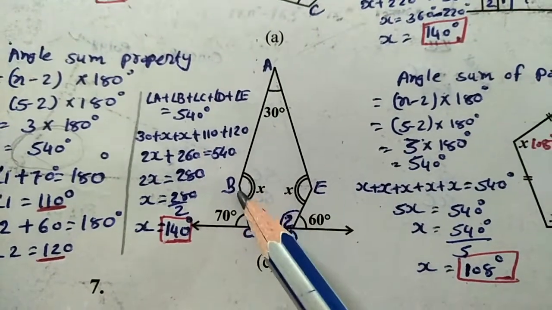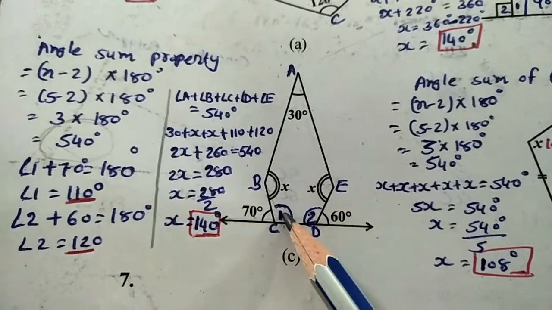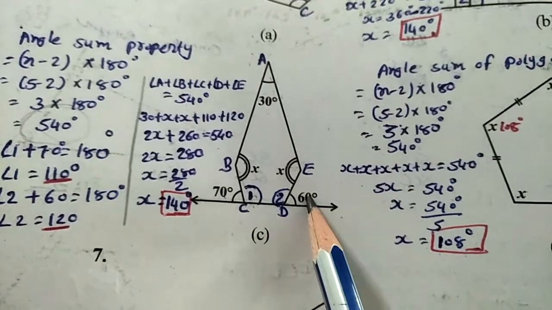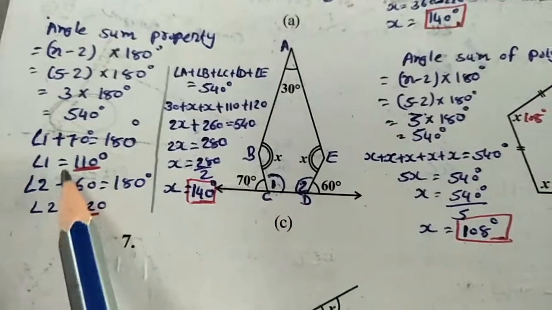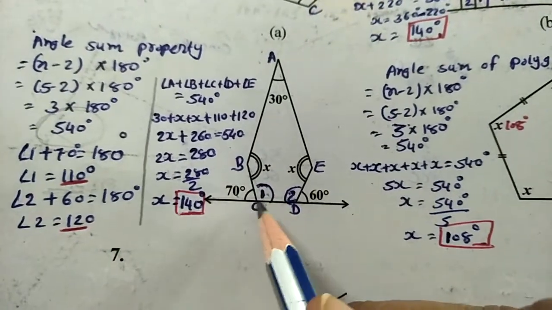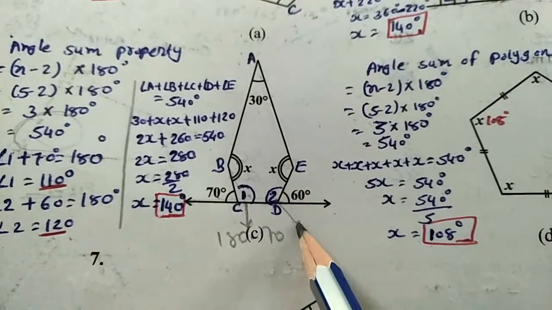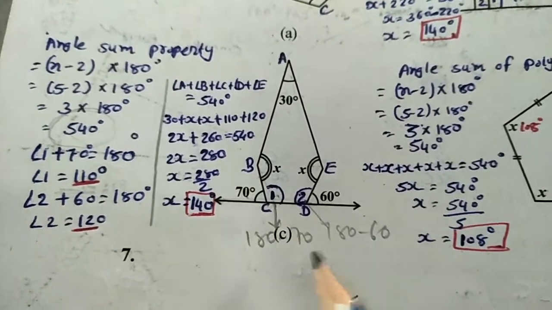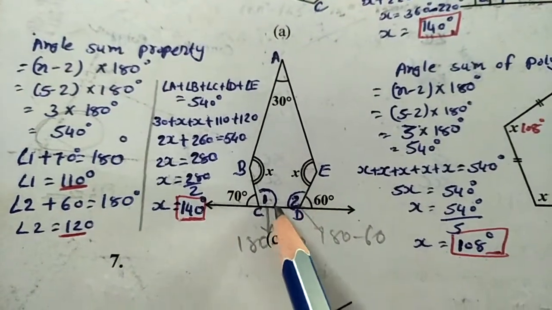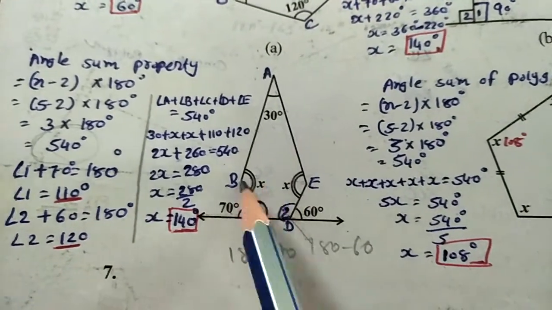Now with the help of linear pair, can you see here a linear pair is formed? This is 70. So this will be 180 minus 70, so this will be 110. Now this is 60, so this will be 180 minus 60, so 120. This one is 180 minus 70 and this one is 180 minus 60 because they are forming a linear pair. So we got this as 110, we got this as 120. And both these x are the same.